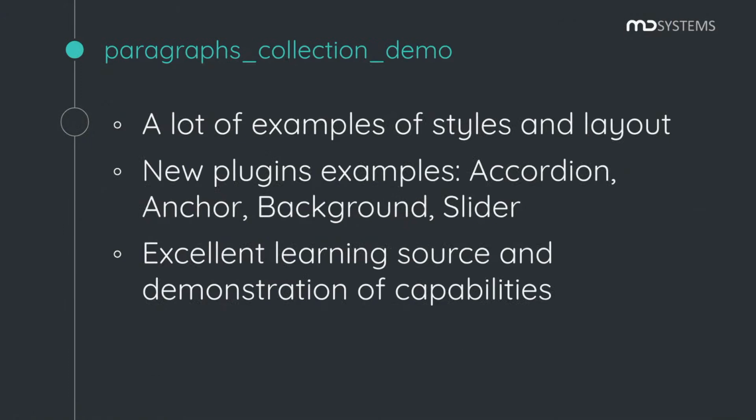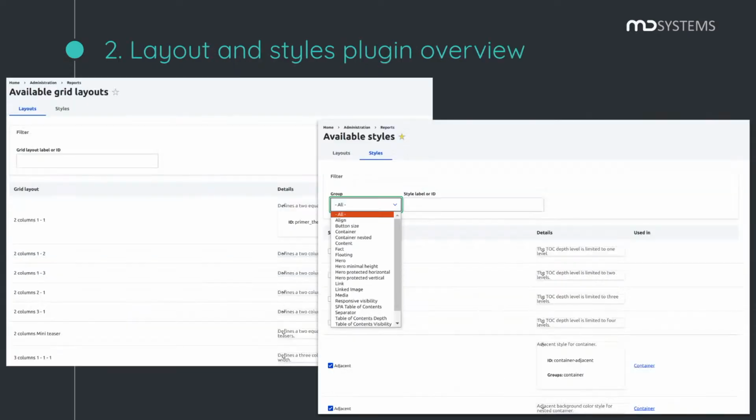And now, Paragraphs Collection has a demo module. It exists only to show you all the possibilities. You can just install it. It will add a couple of demo pages with some demo content, so you can easily see how all this works. And it's also an excellent learning source when you need a new layout or a new style, or you want to build a completely new behavior plugin for something that you need. So now we will check the layout and styles plugin.